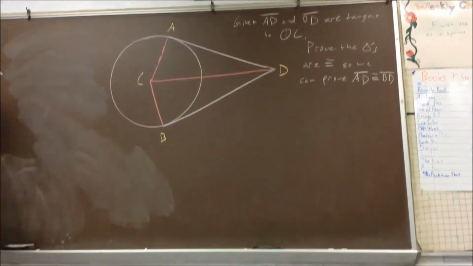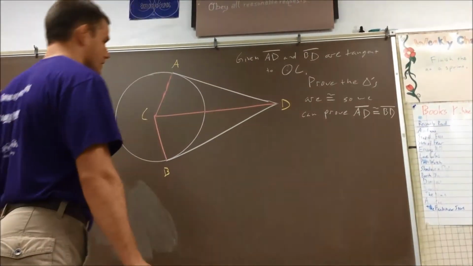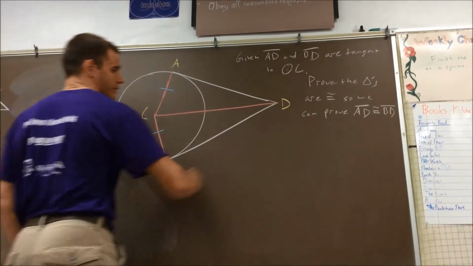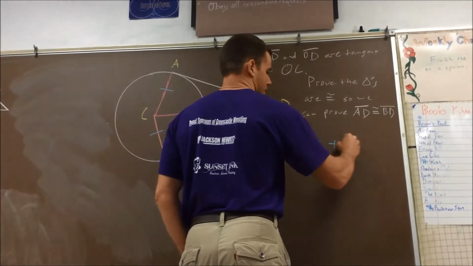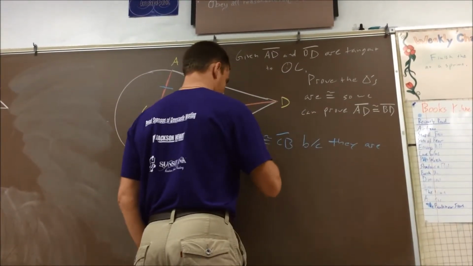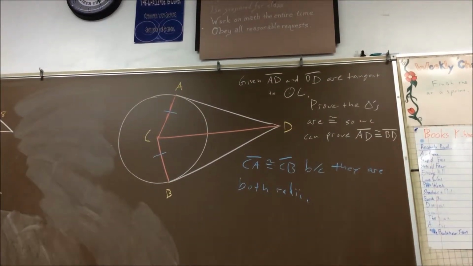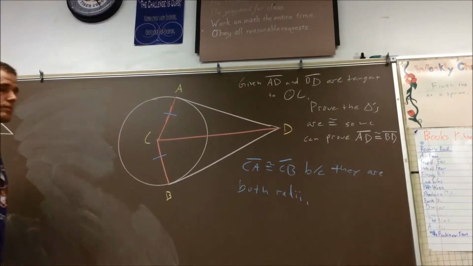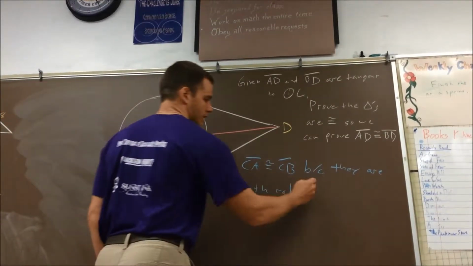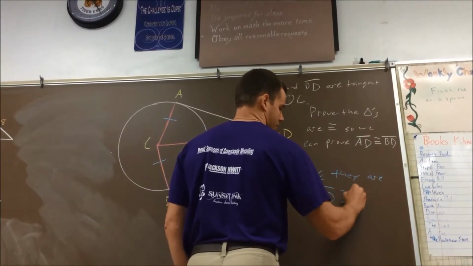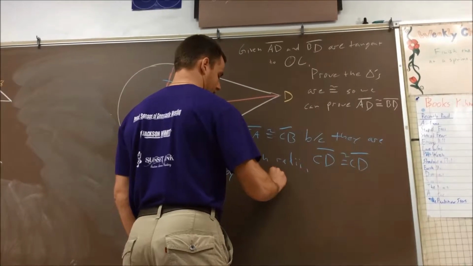What's one thing about these triangles that has to be congruent? Yes, ma'am. CA and CD. Why are they congruent? They're both the radius of the circle. CA is congruent to CD because they are both radii. Good. You got something else? CD is congruent to CD by reflexive. Or you can just say because it's the same for both triangles.